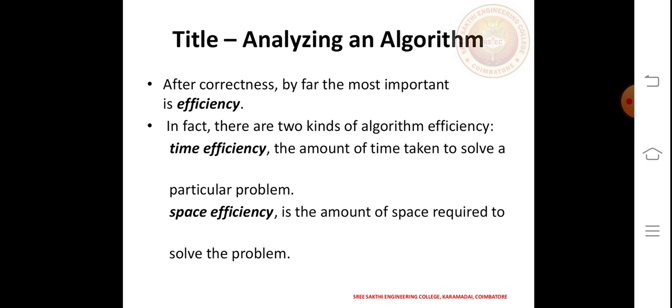Next one, analyzing the algorithm. Analyzing an algorithm is the most important thing, that is efficiency. There are two different kinds of efficiency. First one is called time efficiency, and next one is space efficiency. Time efficiency means the amount of time taken to solve a problem, and the amount of space required to solve the particular problem is called space efficiency. Based on these two efficiencies, the algorithm will be considered efficient or not.